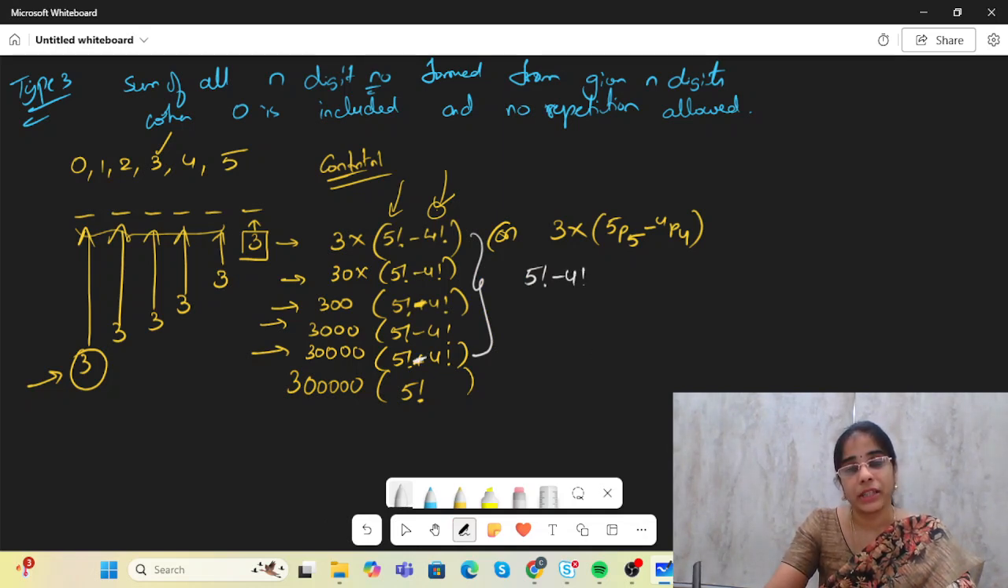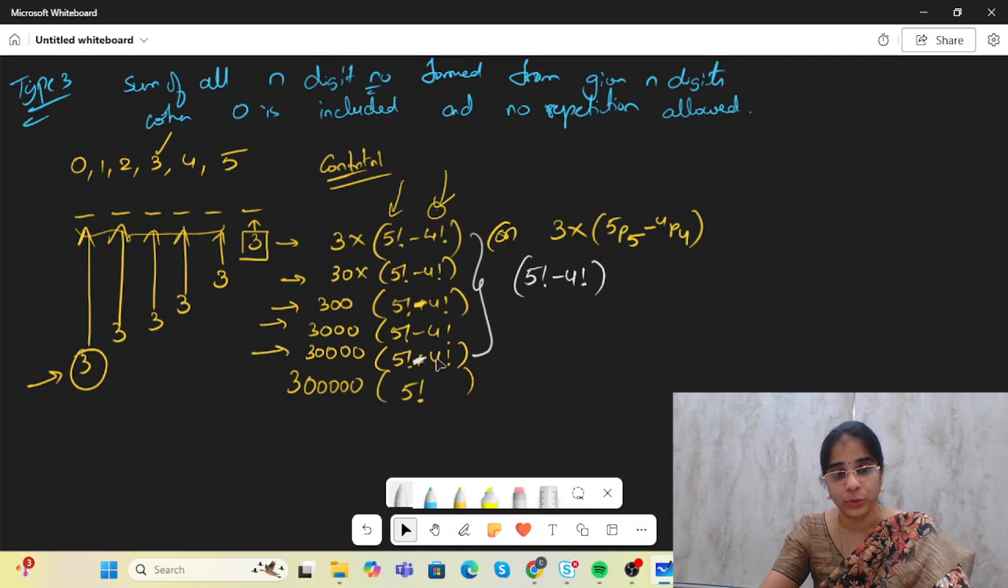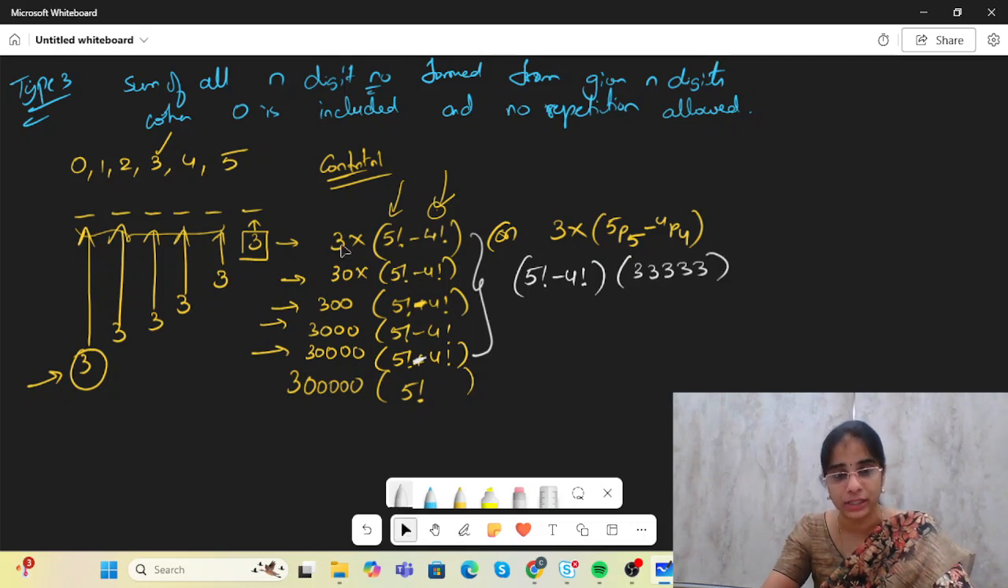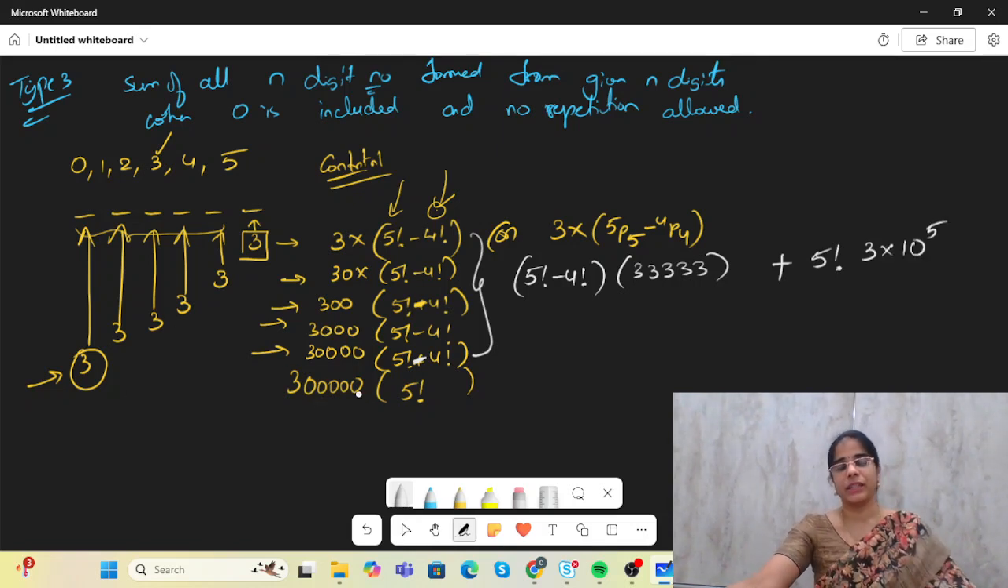5 factorial minus 4 factorial is what I start with. And I will have how many 3's? 1, 2, 3, 4, 5. When I'm adding all this, that is what I get, right? Plus here I start with another 5 factorial with 3 into 10 to the power 5. Clear? That is how I write.